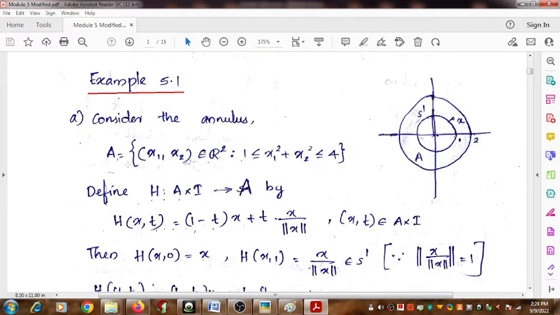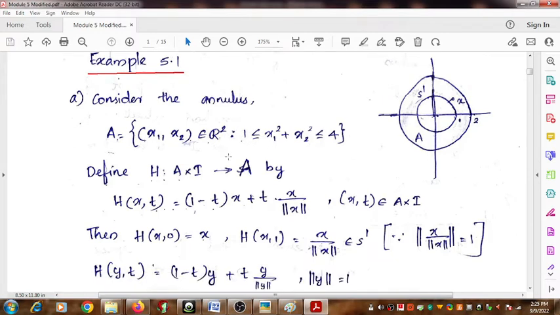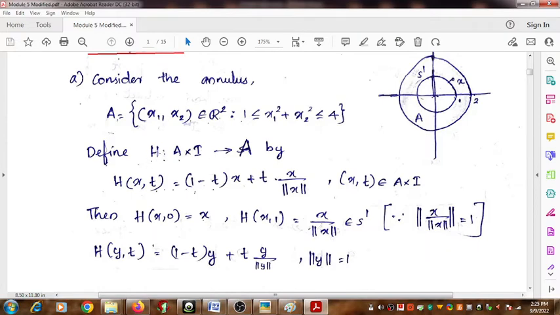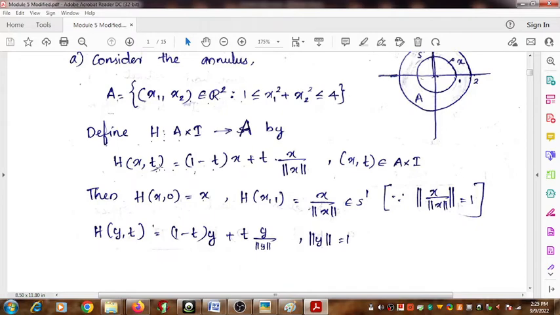So the space can be written as A equal to the set of all points (x1, x2) in R2 satisfying 1 less than or equal to x1 squared plus x2 squared less than or equal to 4. We define the function H from A cross I to A by H(x, t) equal to (1 minus t) times x plus t times x divided by norm of x, where the points (x, t) belong to the product space A cross I.